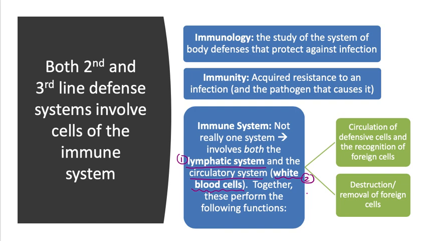So the function is what keeps the immune system together, and that is the circulation of defensive cells, the recognition of foreign cells, and then the destruction of those foreign cells. So we can narrow this function of the immune system down to 3 words. We could say its job is to search during the circulation portion, recognize pathogens, and then destroy them.